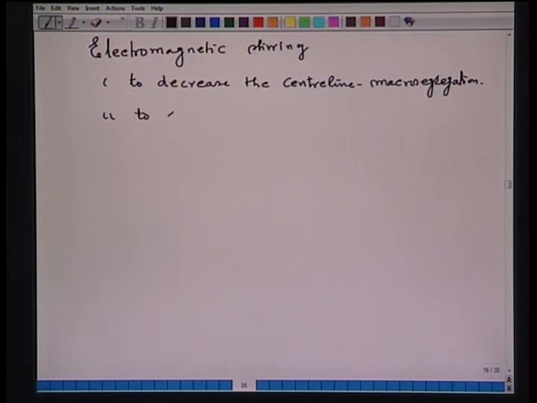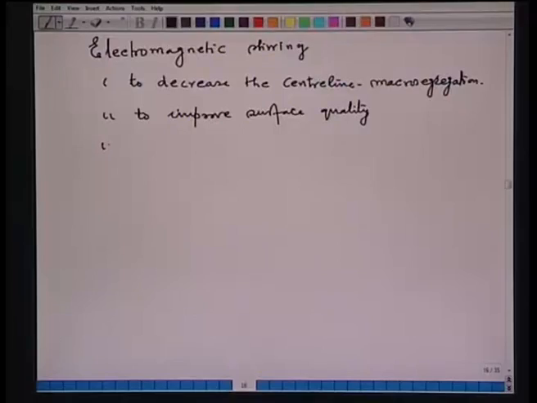To improve surface quality. And also, since you are stirring, the chances of flotation of inclusions also increase. So that way it improves steel cleanliness, now that inclusions can also float.